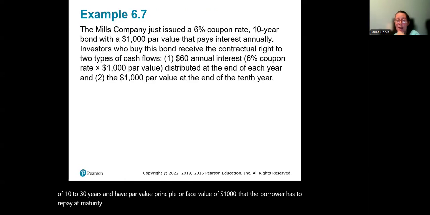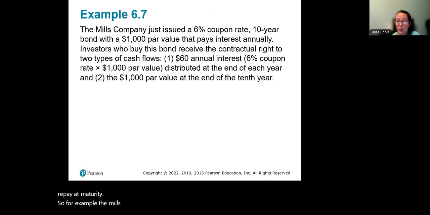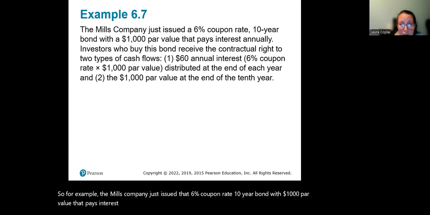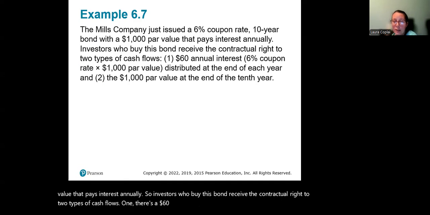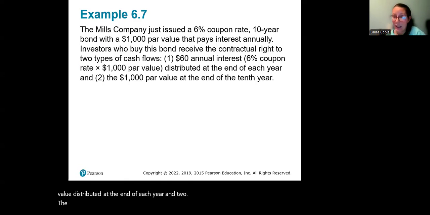So for example, the Mills Company just issued a 6% coupon rate 10-year bond with $1,000 par value that pays interest annually. So investors who buy this bond receive the contractual right to two types of cash flows. One, a $60 annual interest, 6% coupon times that $1,000 par value, distributed at the end of each year. And two, the $1,000 par value at the end of the 10th year.